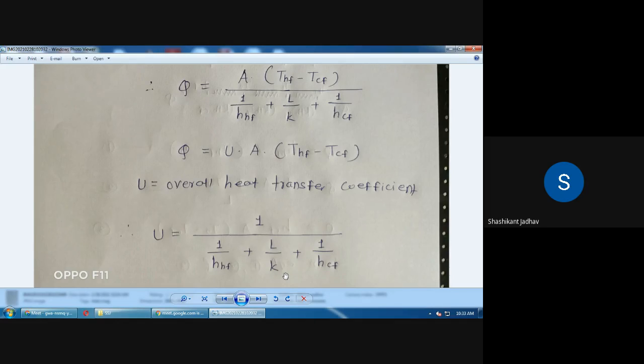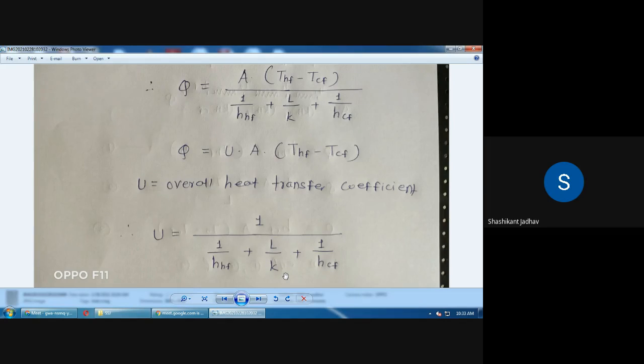La by Ka, because thickness of layer A is La and thermal conductivity of layer A is Ka. Similarly for layer B, thickness is Lb and thermal conductivity is Kb. So according to that, La upon Ka plus Lb upon Kb plus 1 upon hc. So in that way we have to write down the equation for that particular condition. Okay, so this is about the overall heat transfer coefficient. Next we have to see the problems on this.